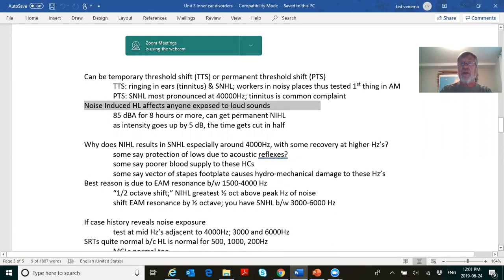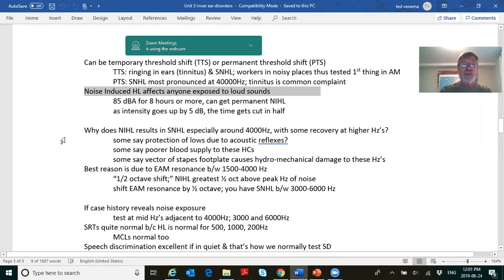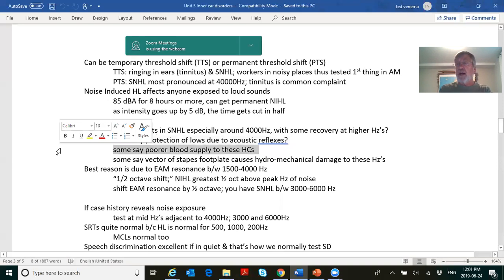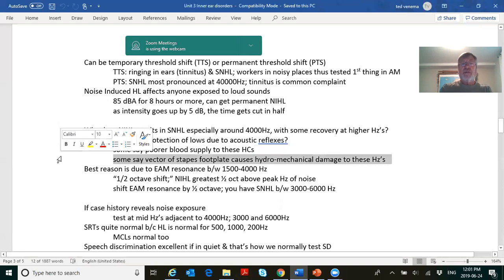Well, we covered some of that. Some say because of the acoustic reflexes. Nah, because why only at 4,000? Why is the loss not at 2,000? I know acoustic reflexes are stronger for loud low frequency sounds, but that doesn't explain why the loss is only at 4. Some say that there's poorer blood supply to the 4,000 hertz hair cells. Some say the vector of the stapes footplate causes hydromechanical damage to these hair cells.